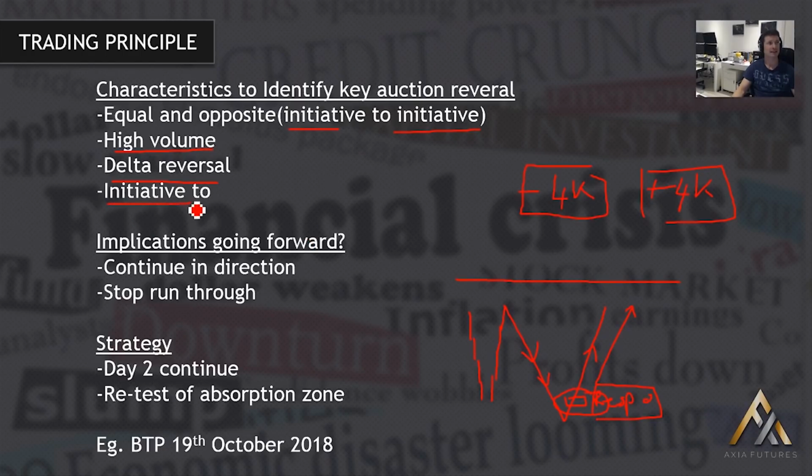And like I said there, it's initiative to responsive. Sorry, that should say responsive. So it's initiative to responsive initially, but then becomes initiative thereafter. And again, I will show you this in a minute.